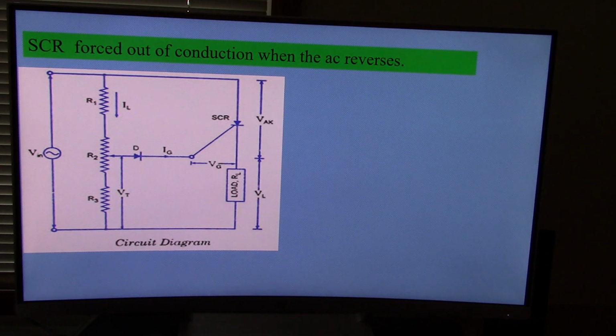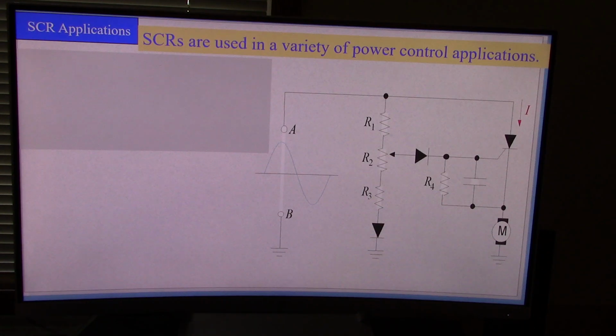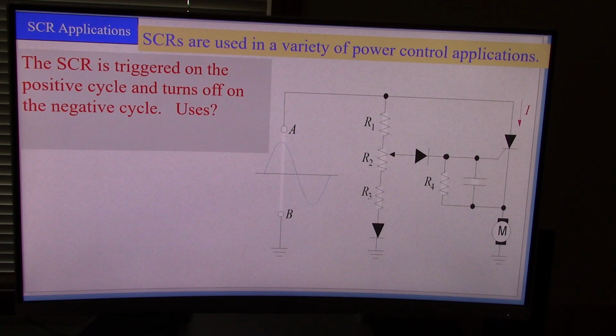So this is talking about reverse commutation, when it will stop conducting. It's used in a lot of power control applications, primarily motor controls, like VFDs. That's how they work. In the videos they talked about a number of applications also, like motor speed control. If you've ever used a variable speed drill, that's how they work. It's not only motor speed controls, but light dimmers and things like that.